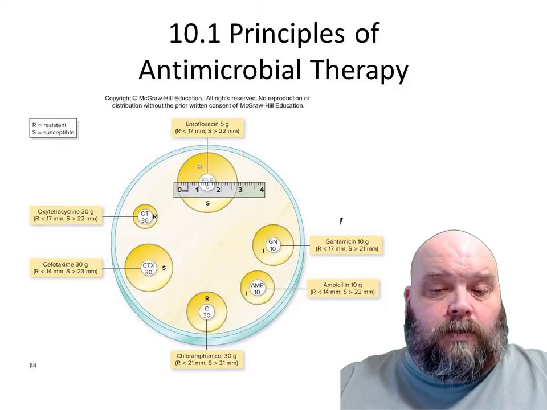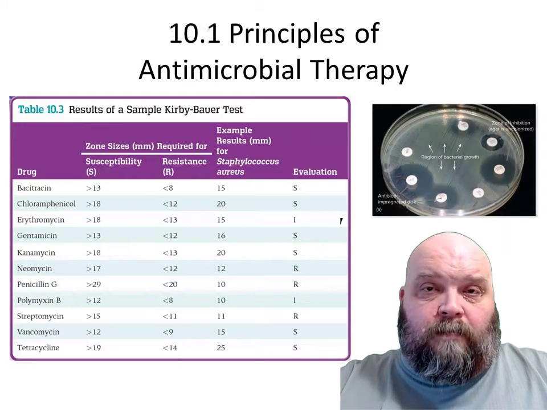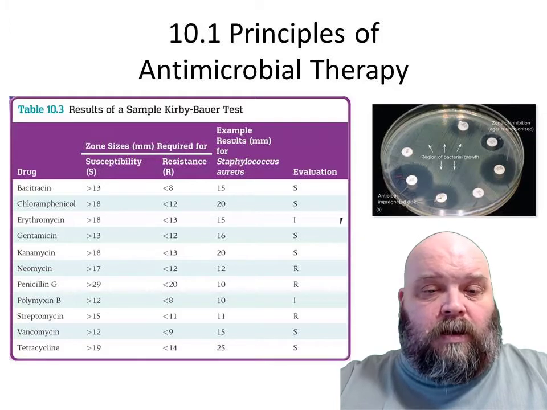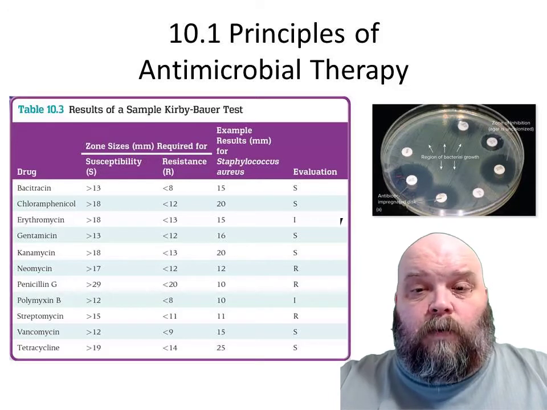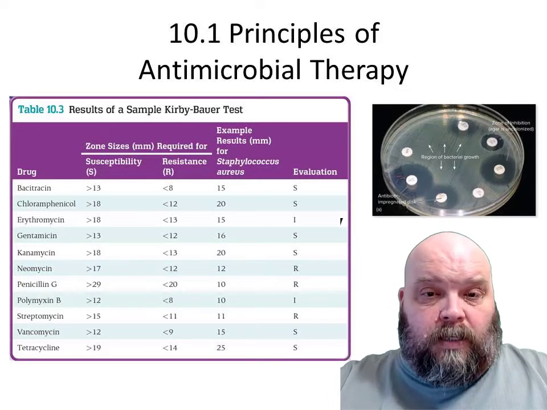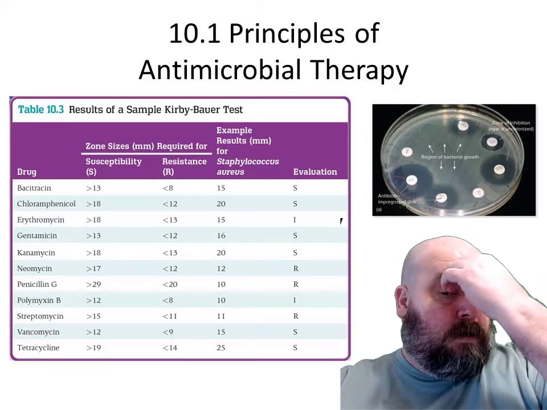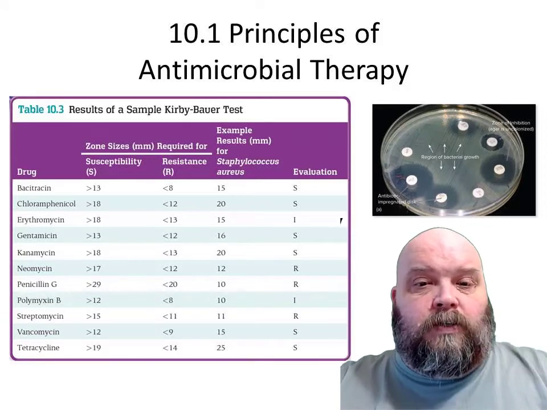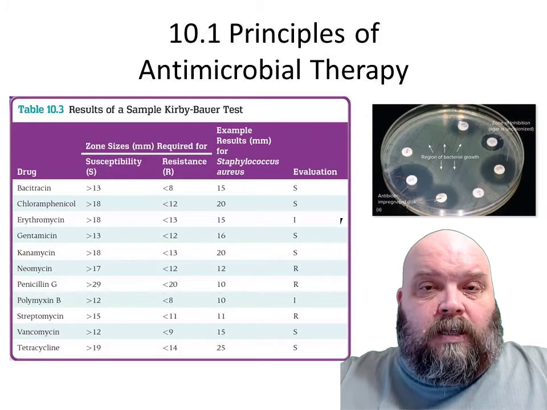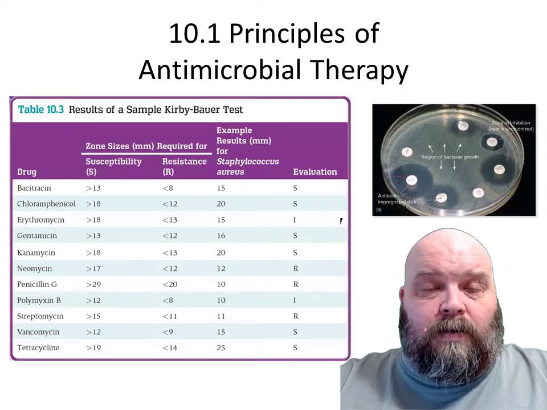They have tables where they have gone through, and for every antibiotic, bacitracin, chloramphenicol, erythromycin, gentamicin, neomycin, penicillin, whatever, and for each microbe, this one shows the Kirby-Bauer test for Staphylococcus aureus, how close or what diameter that zone of inhibition should be. And you see they're susceptible if the diameter is greater than this. They're resistant if the diameter is less than this.